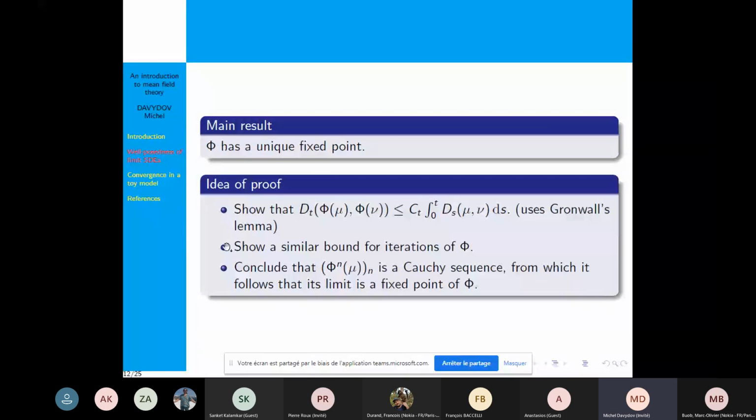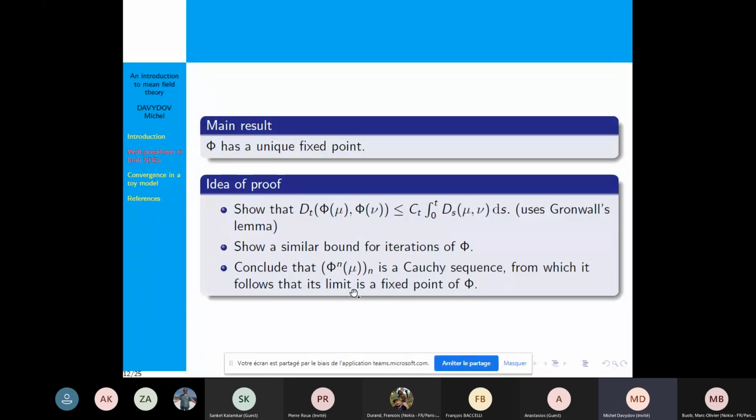The main result, which I'm not going to go into detail on, I'm just going to give the idea of the proof, is that this function has indeed a unique fixed point. Using Grönwall's lemma, you can give a bound for the Wasserstein distance of phi of mu and phi of nu using the Wasserstein distance of mu and nu. And you can iterate the reasoning, so you can show a similar bound for iterations of phi. If you look at the iterations of phi, they will be a Cauchy sequence. Since we have a Cauchy sequence in a complete metric space, this sequence will converge. So it will have a limit, and the limit will be a fixed point of phi.